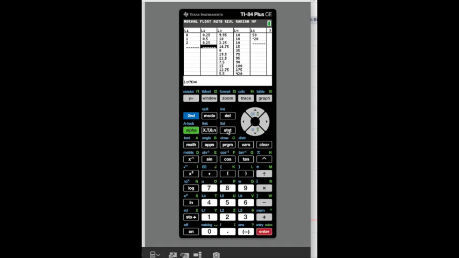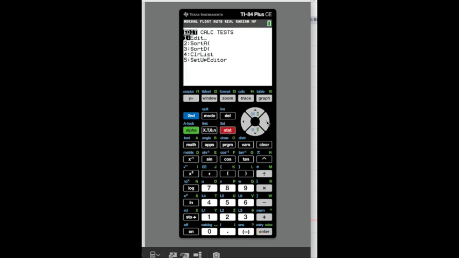Then I'm going to go to my stat button. I'm going to go over to calculate and I'm going to choose one variable stats. I'm going to make sure that my lists are in there correctly. My first list should be where I put my X values, and then my frequency list should be where I put my probabilities, and then I'm going to go down and hit calculate.